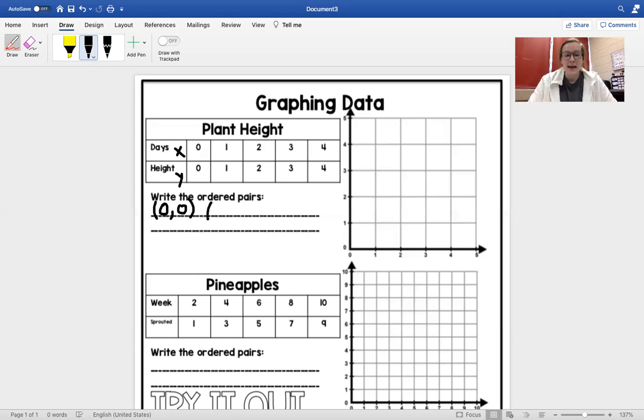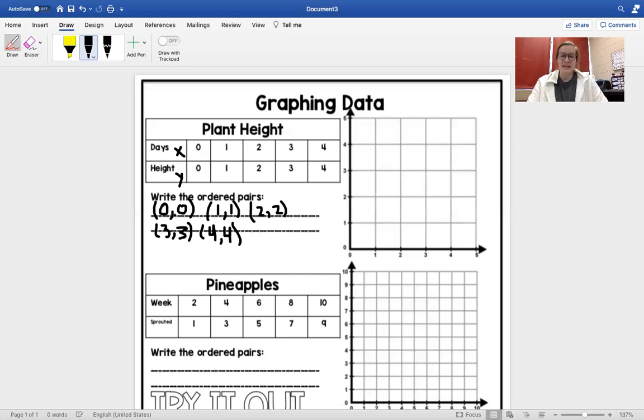My second ordered pair is going to be what? 1, 1, because my X is 1 and my Y is 1. And then we will have 2, 2. And then our fourth ordered pair will be 3, 3. And our last ordered pair for this set of data will be 4, 4.